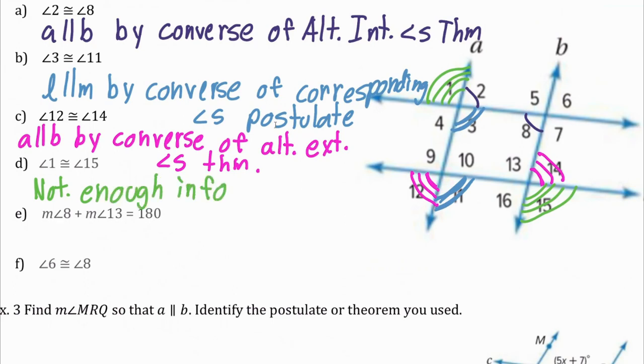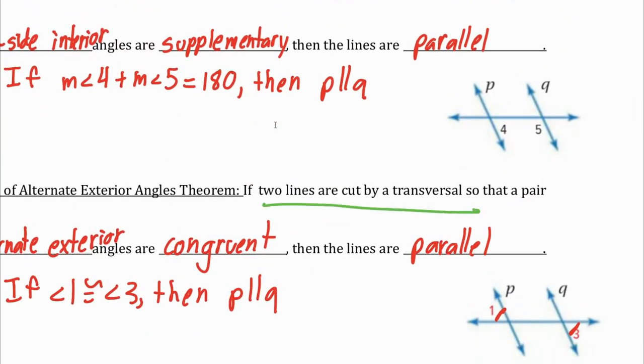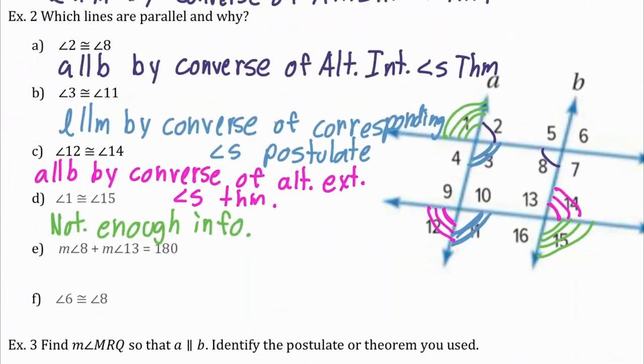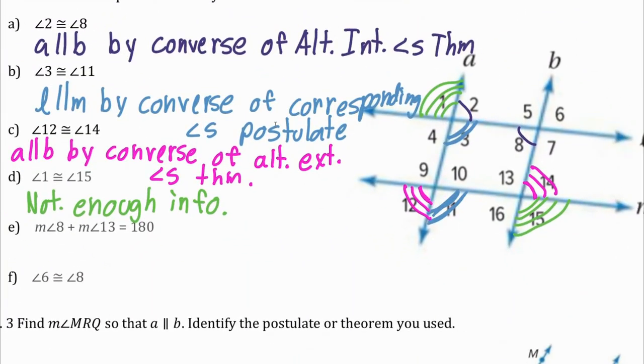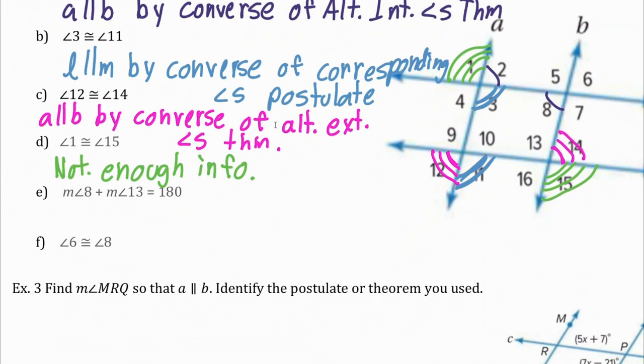Right, all of these theorems that we've been working with say if two lines are cut by a transversal. That's how they all start. With this one, these two angles, we don't have two lines cut by a transversal. They don't share a line. So we don't have enough information to prove that there are parallel lines here. There may be, we just aren't given enough to say that.